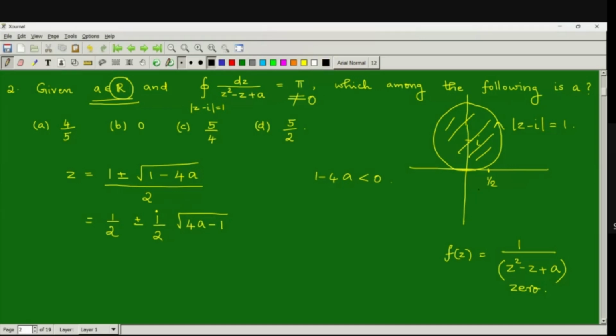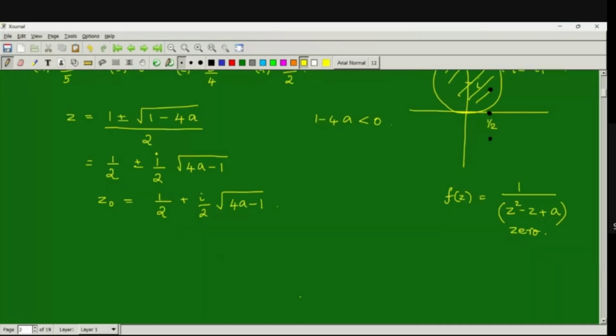See, this is 1 by 2. 1 by 2 plus i by 2 means it is going in the i by 2 direction, somewhere here. But 1 by 2 minus i by 2 means it is going in the negative direction. It is not in the circle. You got this geometry? Yes, ma'am. Okay. So the root inside that circle is precisely 1 by 2 plus i by 2 square root of 4a minus 1.